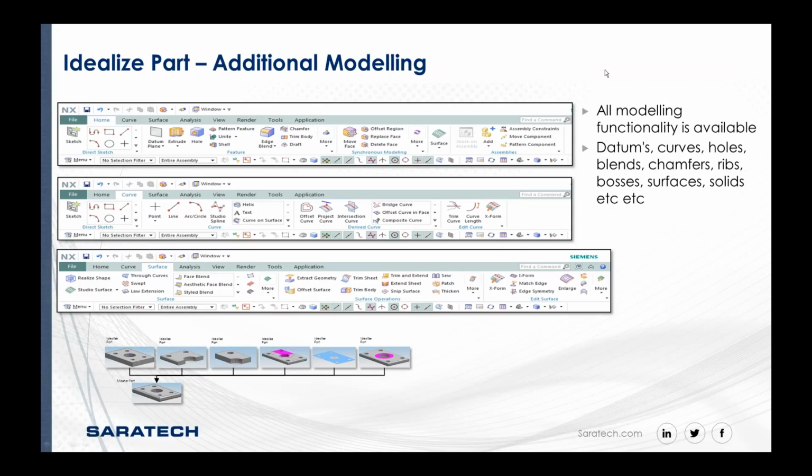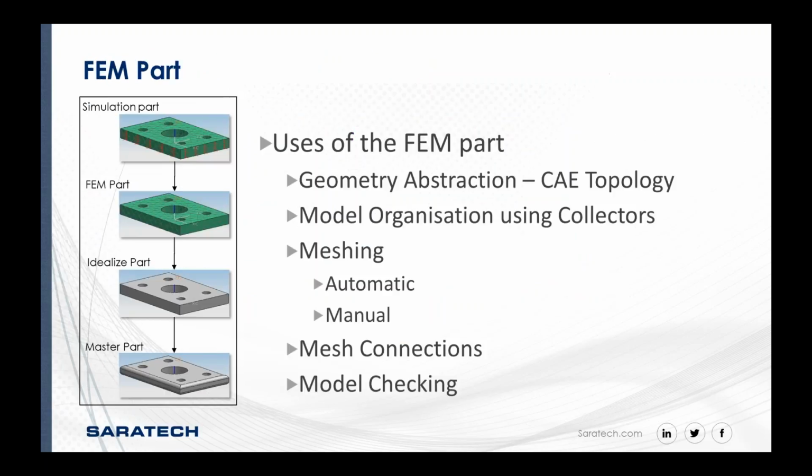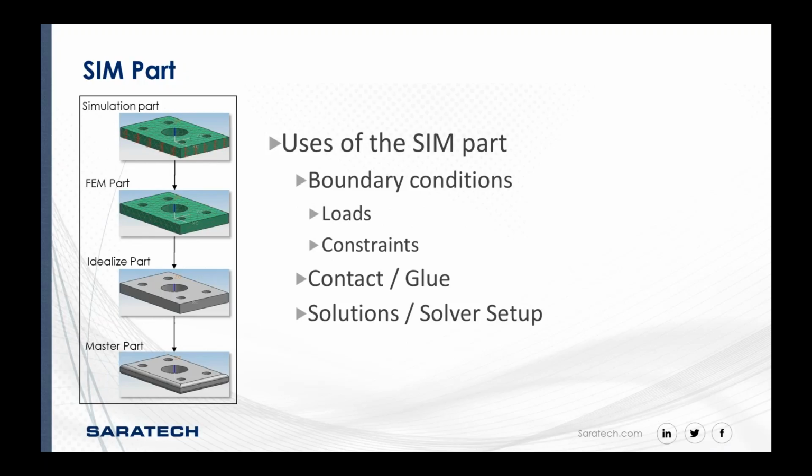So the idealized part is the key to not messing up the top level assembly and trying to do what-if cases. So from there you're going to go ahead, set up your idealized part to what you want, then you're going to create a FEM part. So with the FEM part, you're going to go ahead and create your topology, so your mesh. So from here we're going to go ahead and mesh the part, make sure that we have the right materials and properties. And then after we have our FEM part, we're going to go ahead and create the sim part.